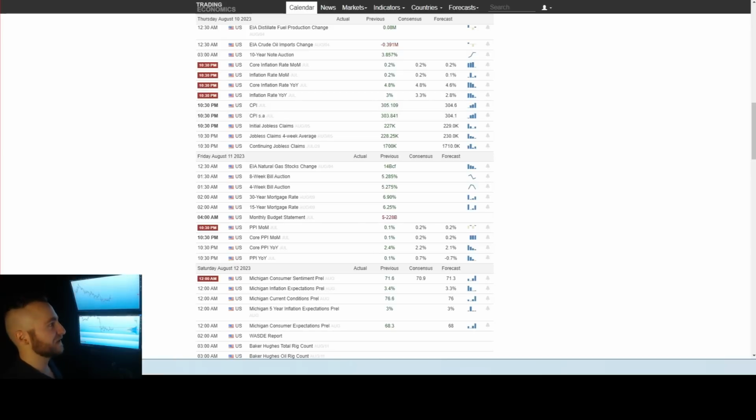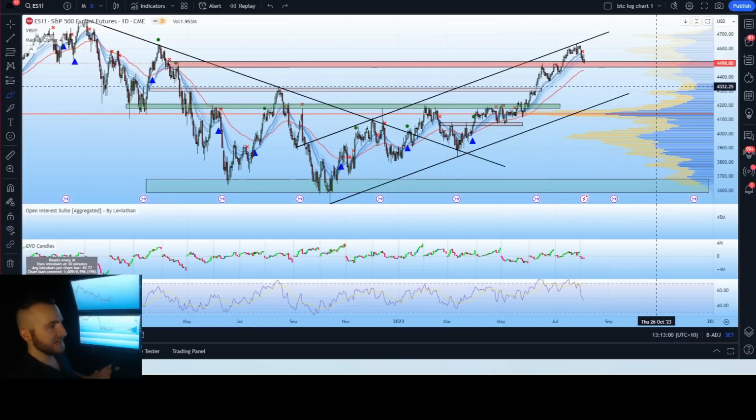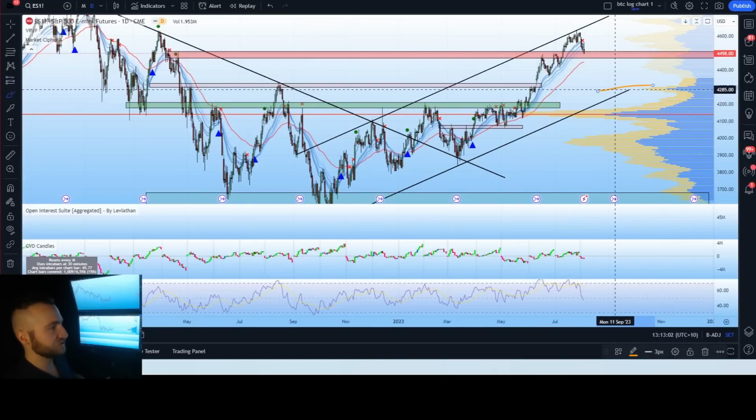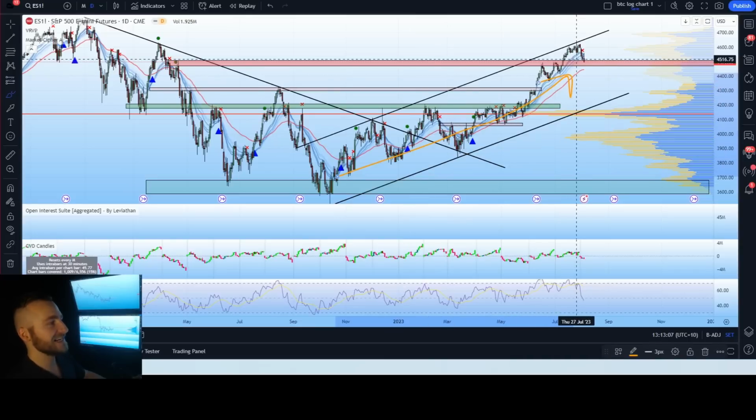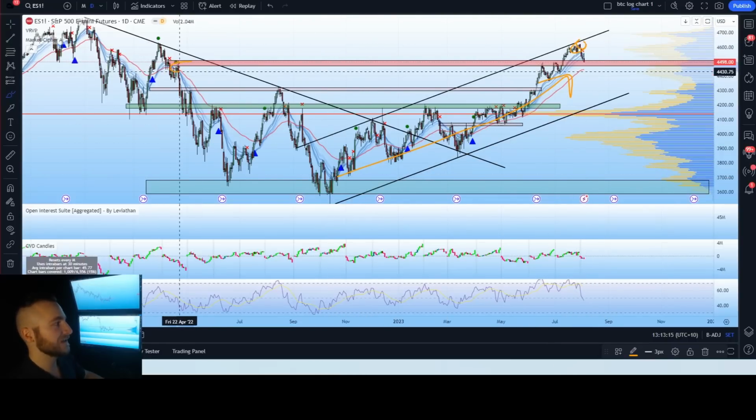Let's take a look at the S&P 500. The S&P 500 is in a very delicate position, retesting and rejecting from our major uptrending channel resistance. It is a rising channel formation over about a 10-month period. It has retested the upper level and has rejected into our first major support at 4,500.